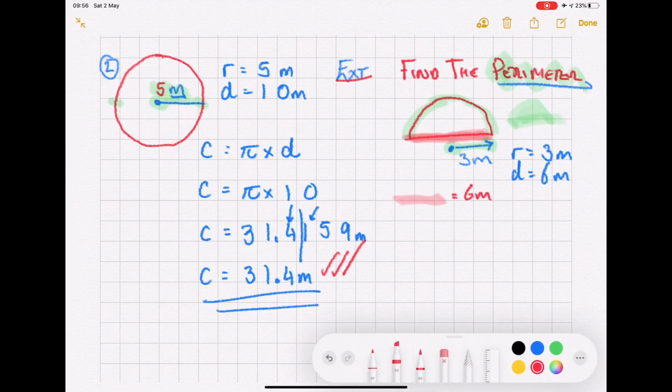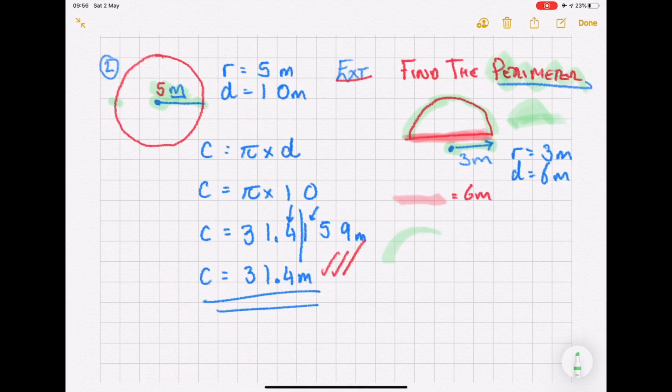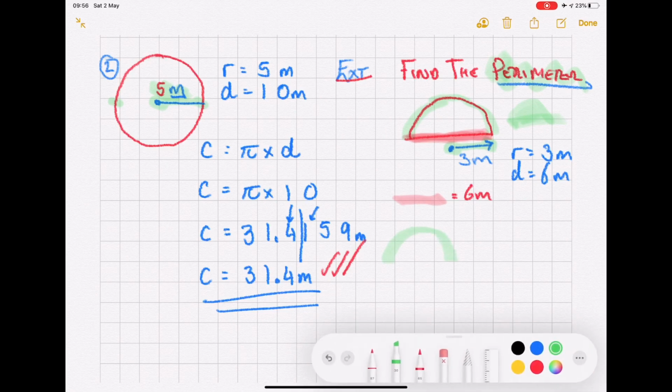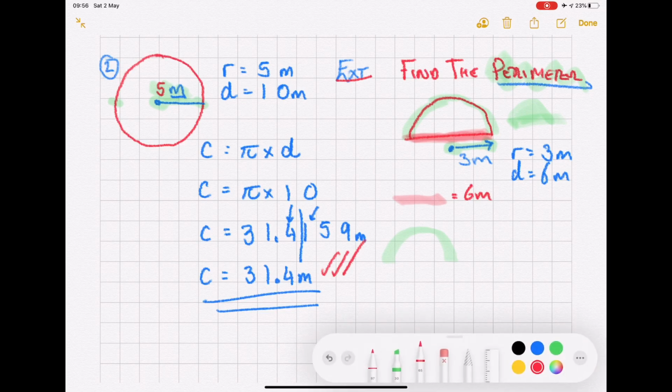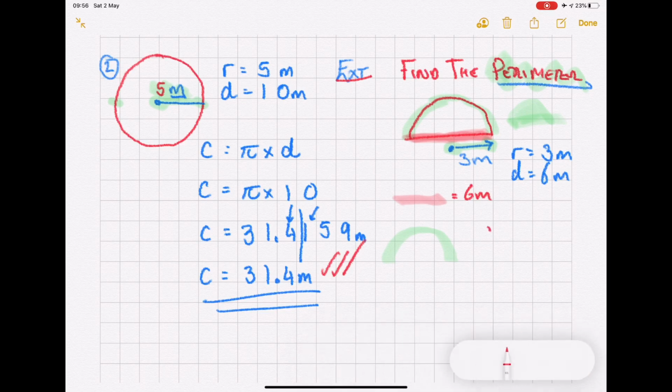Now we want to work out what this outside edge equals. So that is actually half the circumference of a whole circle. Because if you imagine that we had a whole circle, the circumference would kind of look like that, but we only have half a circle. So it's half the circumference. So let's work out the circumference of the full circle first. So C equals pi times by D. So C equals pi times by 6.